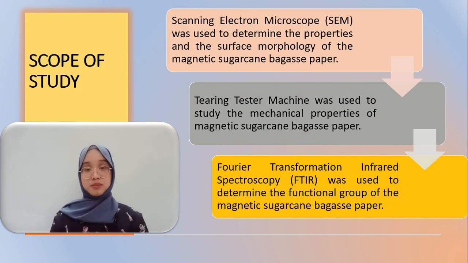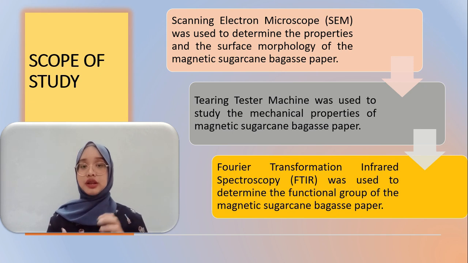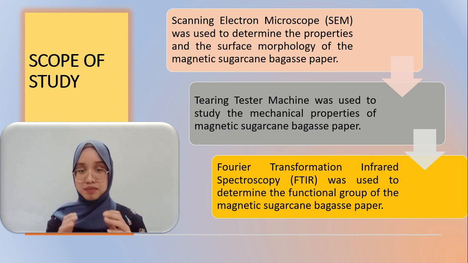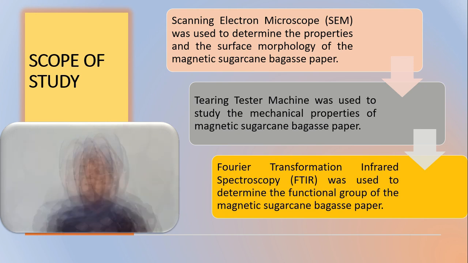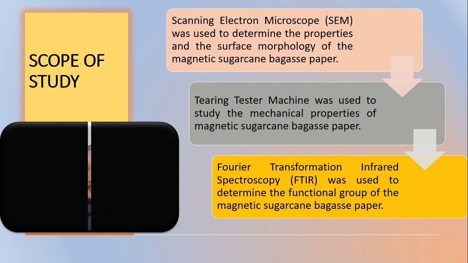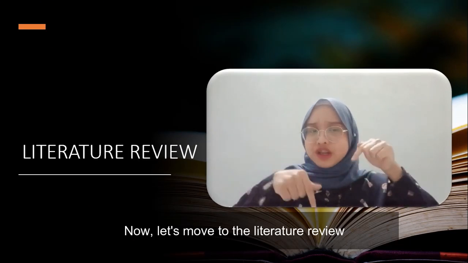The scanning electron microscope was used to determine the properties and the surface morphology of the magnetic sugarcane bagasse paper. The tensile tester machine was used to study the mechanical properties of the magnetic sugarcane bagasse paper. While Fourier transformation infrared spectroscopy, FTIR, was used to determine the functional group of the magnetic sugarcane bagasse paper. Now, let's move to the literature review.